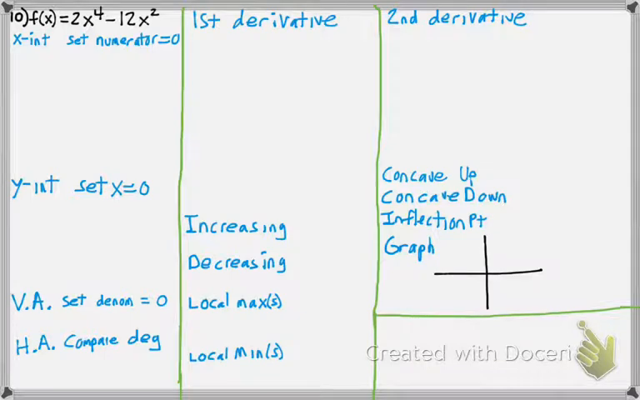So let's get started. For the x-intercepts, we need to set the numerator equal to 0. Now, there is no denominator here, or you could put it all over 1. So really it's just the polynomial itself that we're going to set equal to 0. So 2x to the fourth minus 12x squared is equal to 0. And then if you factor out a 2x squared, it's going to leave you with x squared minus 6.